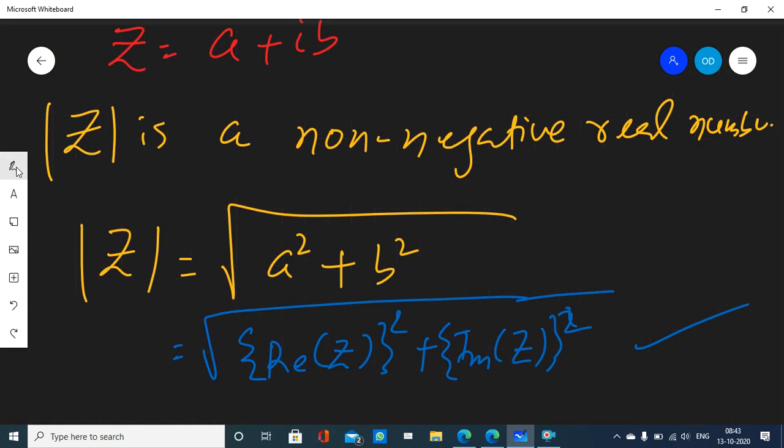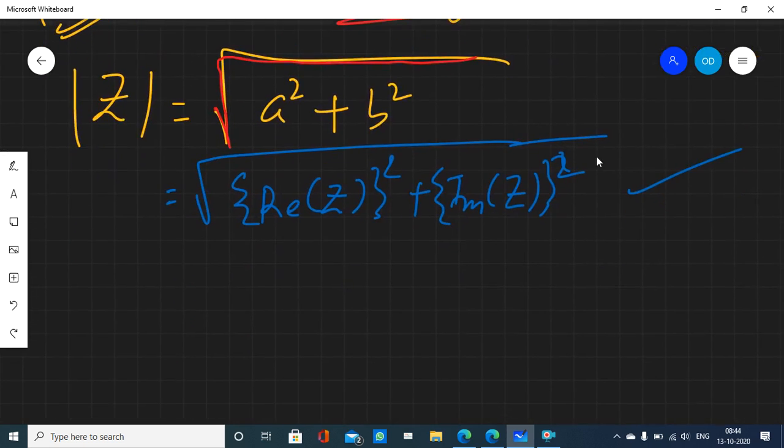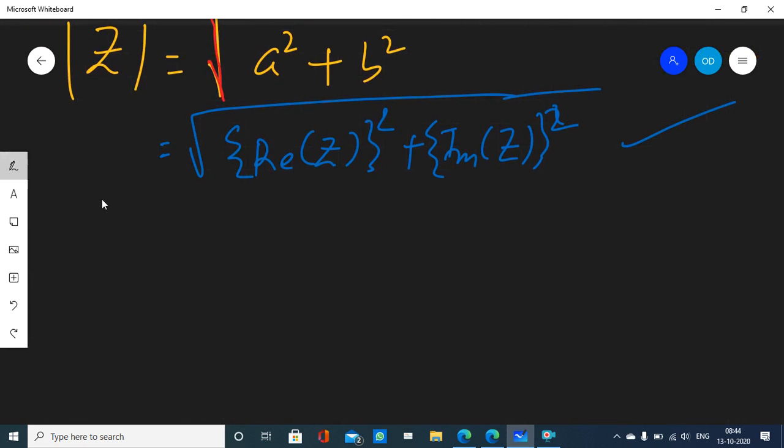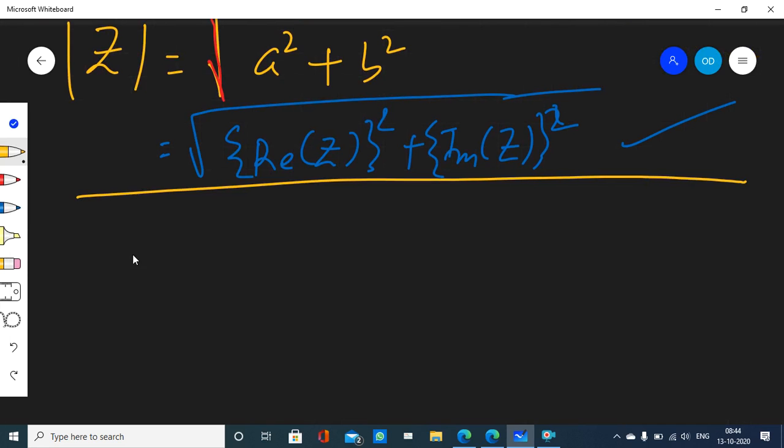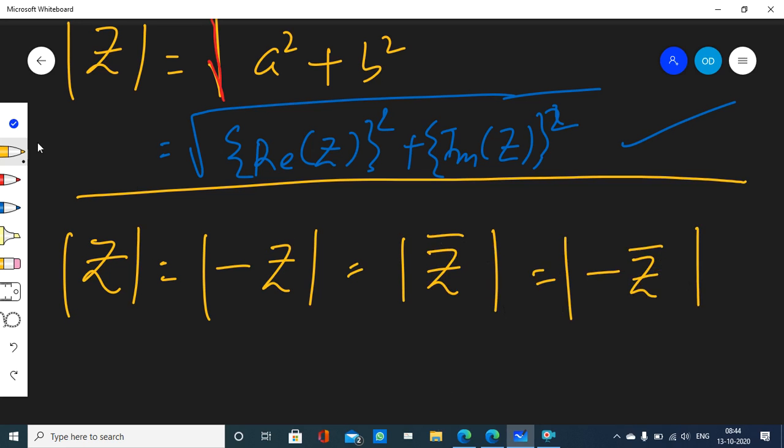Now you see one thing, the modulus of a complex number can never be negative. Modulus of a complex number is a non-negative number. That is why I have put only this symbol. I haven't put any minus in front of it. It cannot be negative. So mod of Z cannot be a negative number. Remember, non-negative. And what else have we discussed? That the mod of a complex number is the same as mod of minus Z, its additive inverse, the same as mod of its conjugate, and the same as mod of minus conjugate. You get it?